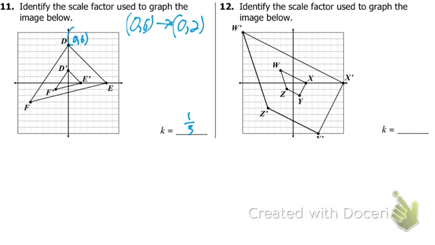Okay, so what's our scale factor here? The scale factor is 4. If you pick one of them, maybe X might be a good one to pick. We go from 2, 0 to 8, 0. How do we go from 2 to 8? Multiply by 4. Questions on that?